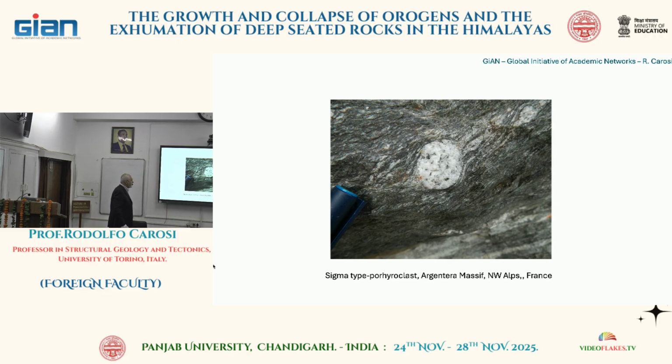So the porphyroclast is of sigma type, and the sense of shear is dextral. In this case, the foliation is almost vertical in the outcrop, and the dextral sense of shear is recognized all along the shear zone, from Sardinia, Mercantour Massif, Argentera Massif, Aiguilles Rouges Massif, all the massifs in the northwestern part of the Alps, with the same attitude: vertical foliation, subhorizontal stretching lineation, and dextral sense of shear. It's very, very constant.